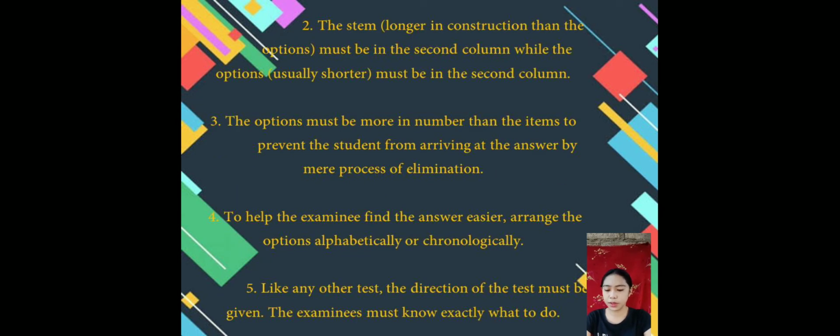Number 2. The stems, which are longer in construction, must be in the first column, while the options, which are usually shorter, must be in the second column. Number 3.